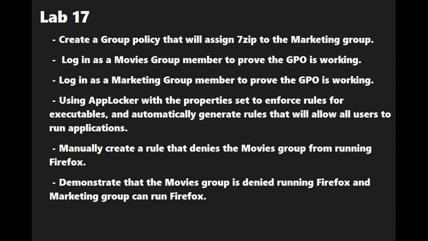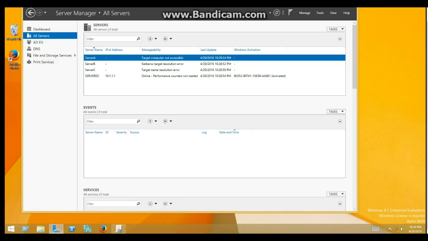For Lab 17, we created a group policy that will assign 7-zip to the marketing group. We logged in as a Movies group member to prove the GPO is working. We logged in as a marketing group member to prove the GPO is working. For that, we used AppLocker with the property set to enforce rules for executables and automatically generate rules that will allow all users to run applications. We manually created a rule that denies the Movies group from running Firefox, and we demonstrated that the Movies group is denied running Firefox and the marketing group can run Firefox.